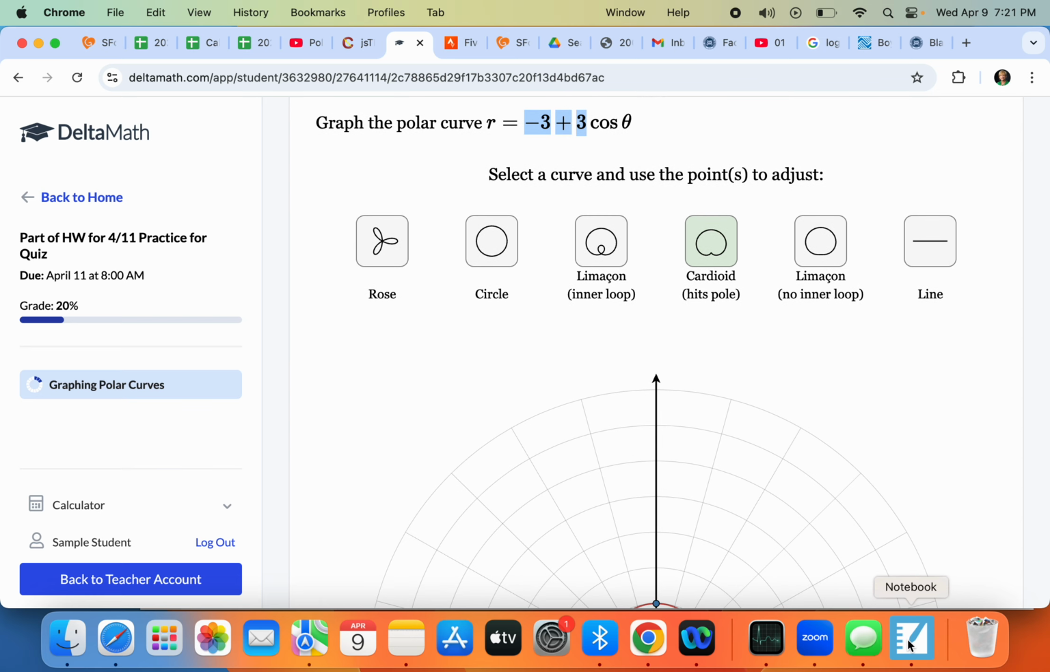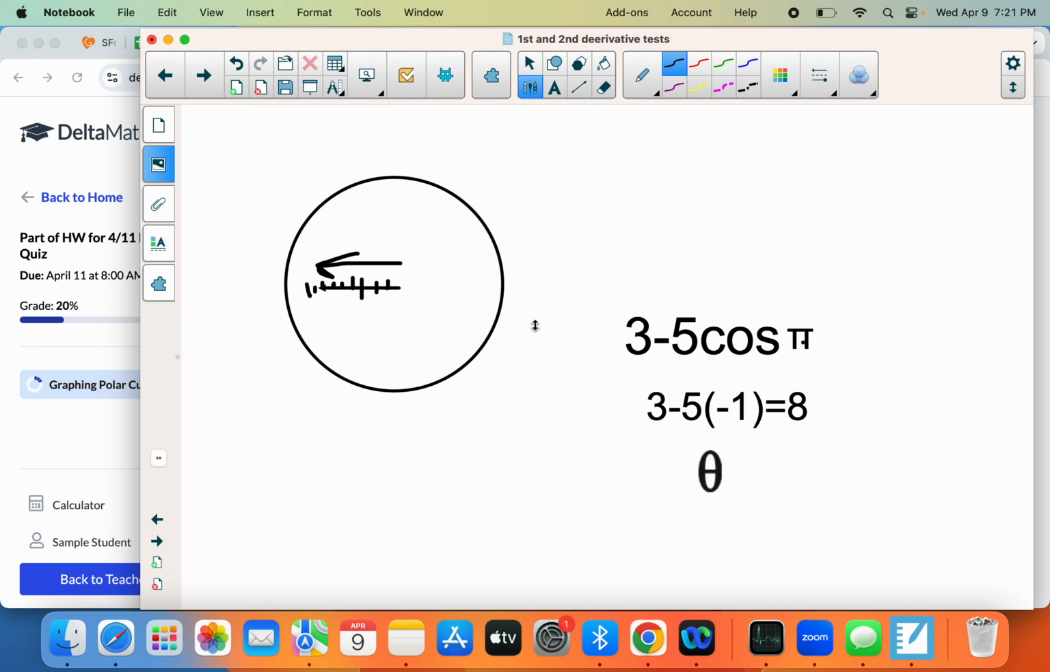You can check a number, like if you put in 0. So I'm going to point this way. I'm pointing this way, and I'm going to say -3 plus 3 cosine 0. I always fill in something kind of convenient. Cosine of 0 radians is 1. So since this is 1, I get negative 3 plus 3, which is 0. That means I turn this way and I don't go anywhere.